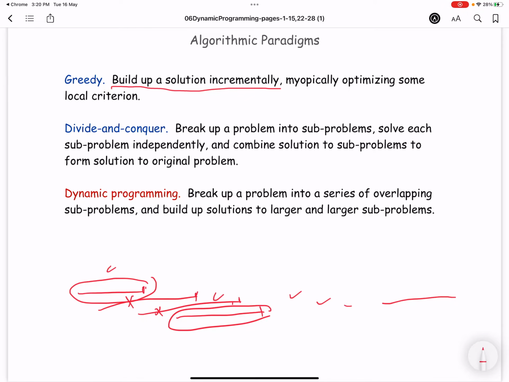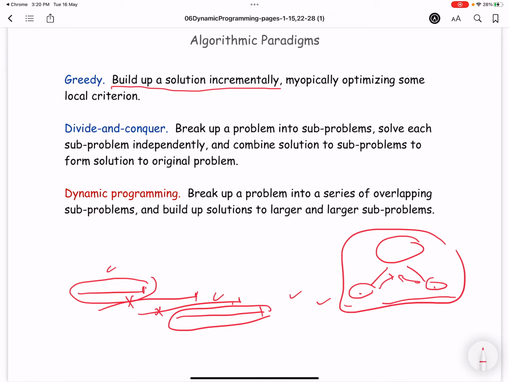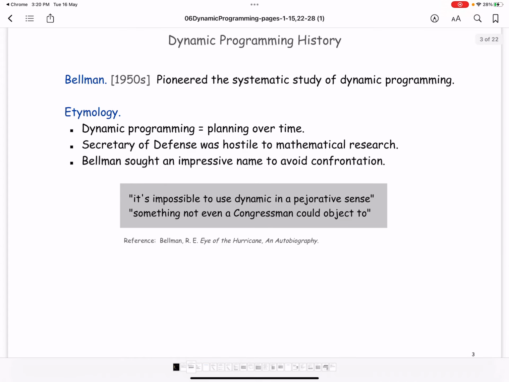In divide and conquer, we have a problem, we divide it into two smaller problems, we solve both problems recursively, and then we combine the solutions. So this is the divide and conquer technique. Dynamic programming is something different. We have some recursion here. We break up the problem into a series of overlapping sub-problems. So we have sub-problems, but in a different way that we will see in this video.